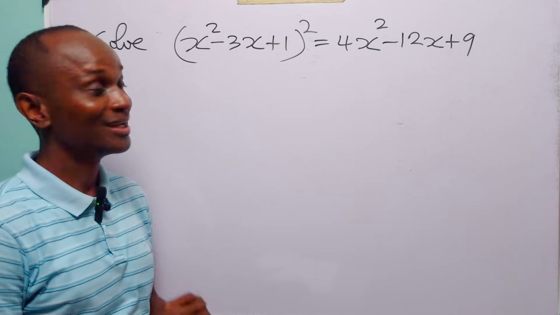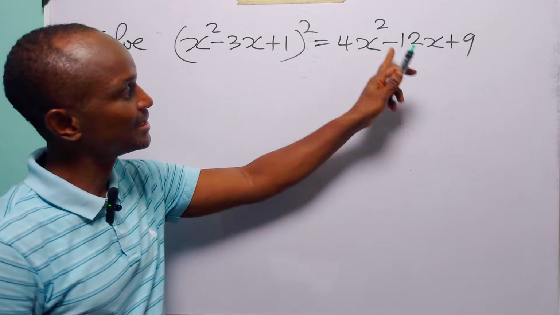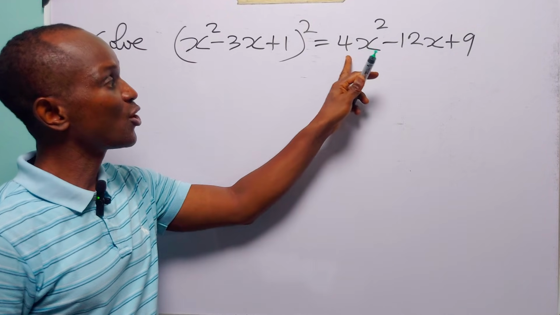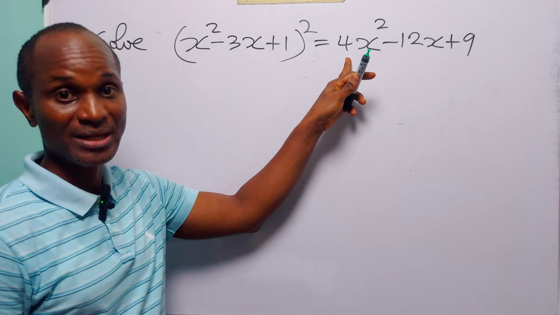Hello and welcome. To solve this equation, we will start by factorizing this quadratic expression on the right-hand side. Now, since the coefficient of x squared is not 1, let us use the table method.